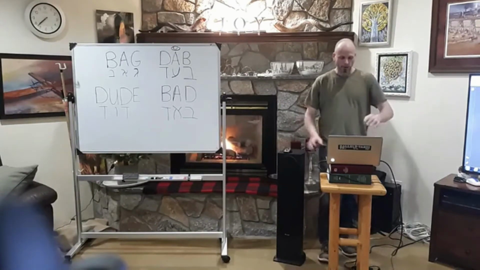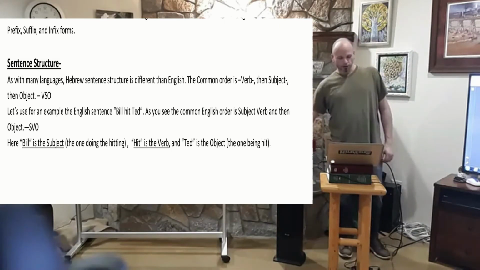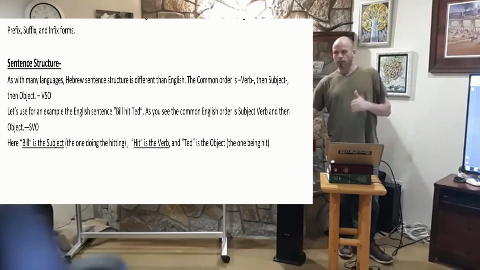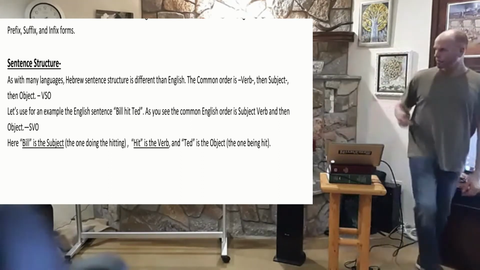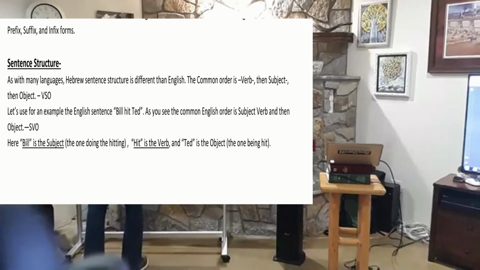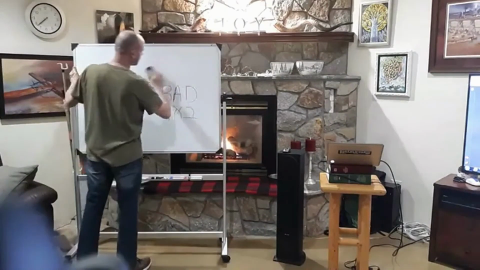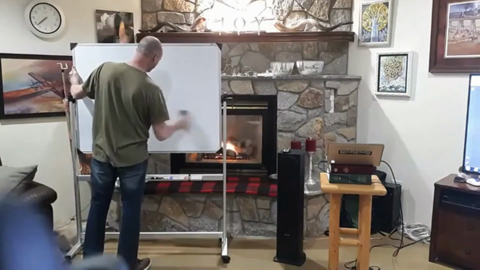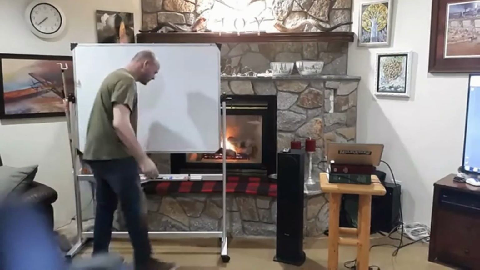Okay, so sentence structure. This is fun. In English, we're subject, verb, object. SVO, right? That's standard. For example, let me erase some of this. I used the example of Bill hit Ted, I think, or was it Ted that hit Bill? I can't remember. What does the book say?